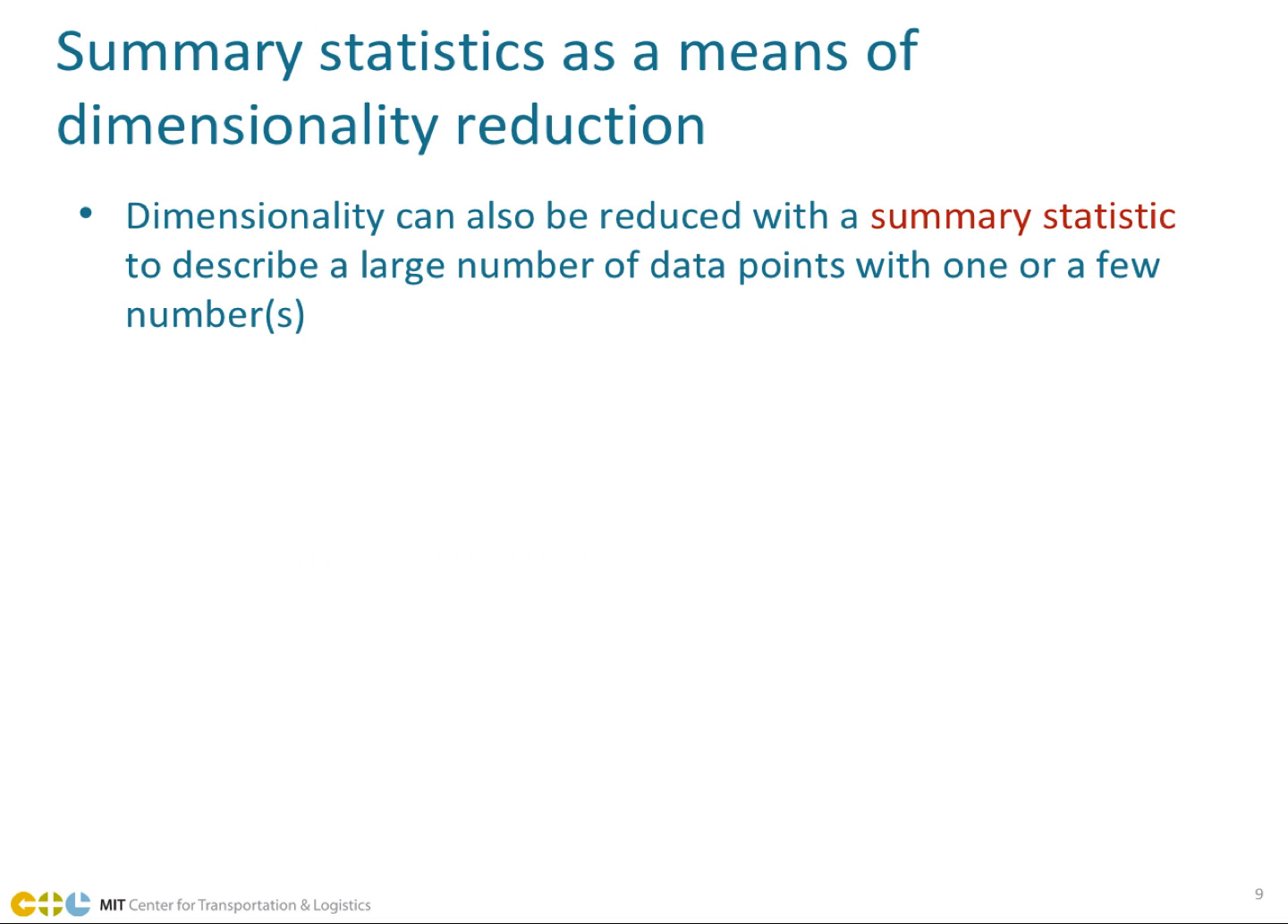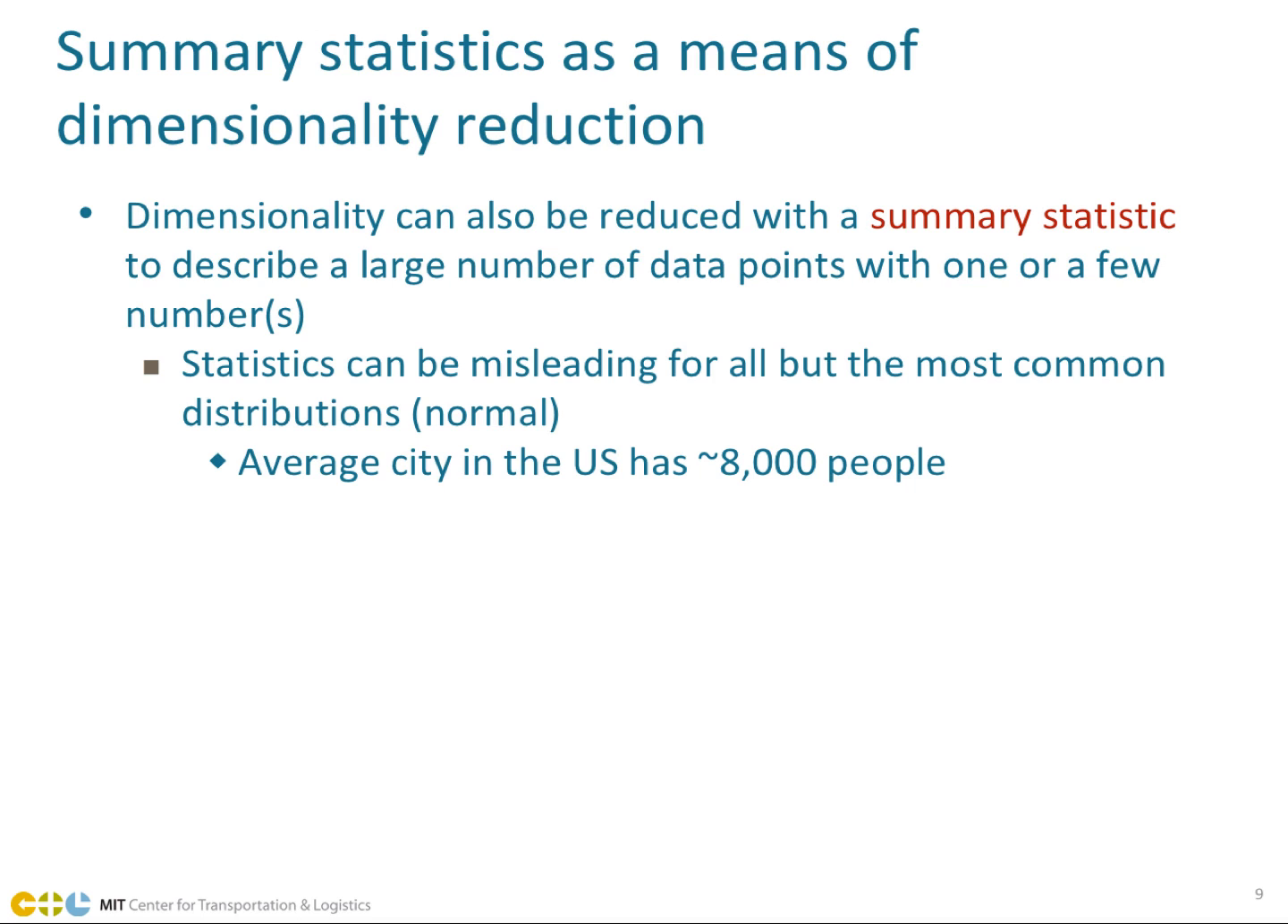Summary statistics are also a really handy means of describing a distribution of data or a set of records. These can also help us reduce our dimensionality. So we can reduce dimensionality to a summary statistic to help describe a large number of data points with just a few numbers. But don't forget, statistics can be really misleading for all but the most common distribution, say the normal distribution.